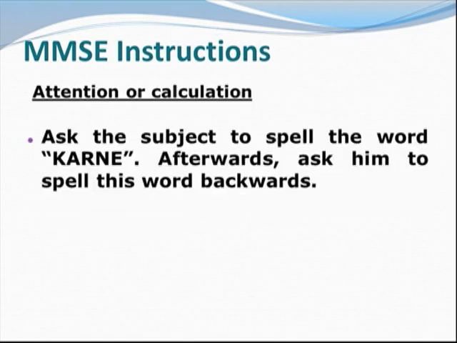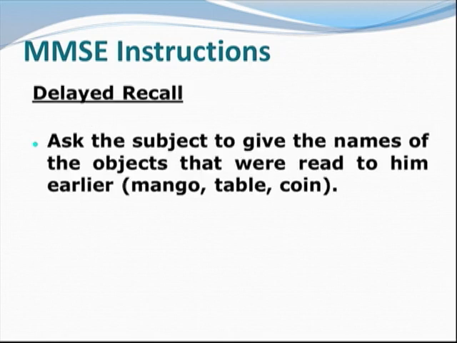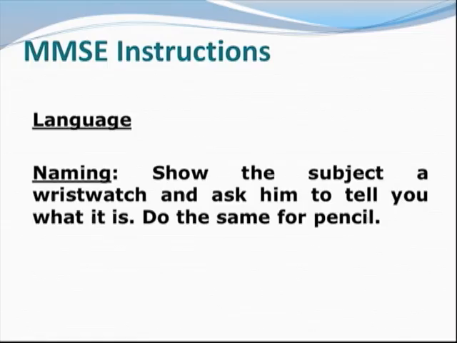For attention or calculation, ask the subject to spell the word carne. Afterwards, ask him to spell this word backwards. For delayed recall, ask the subject to recall and say the names of the objects that were said to him earlier: the mango, table, and coin. For language, in naming, show the subject a wristwatch and ask him to tell you what it is. Do the same for pencil.